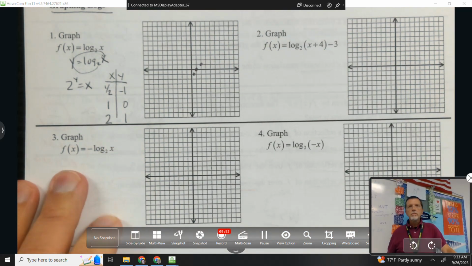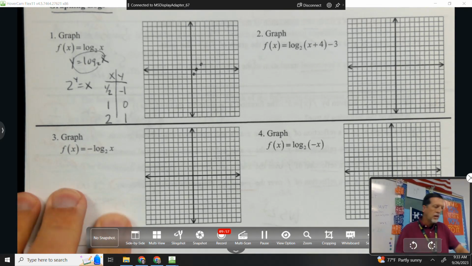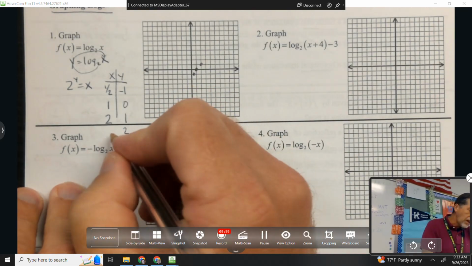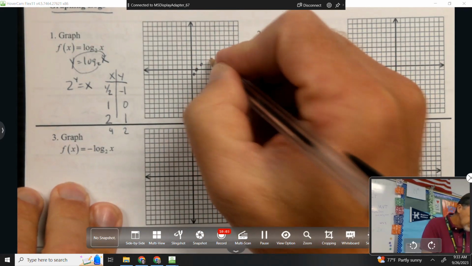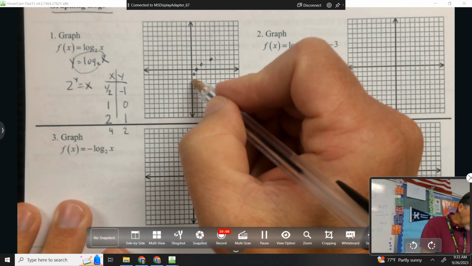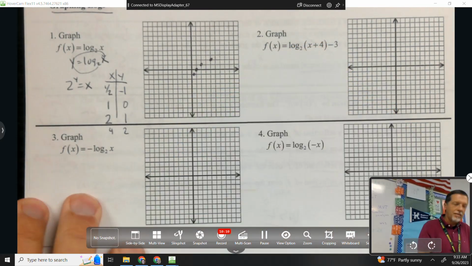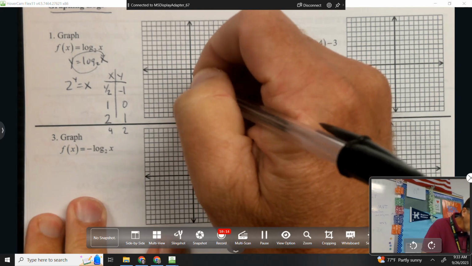And like yesterday, we could keep going and we could pick y to be 2, and that means x would be 4. And on the other end, you could get 1/4 and then 1/8 and then 1/16. But we get the idea. There's an asymptote there.